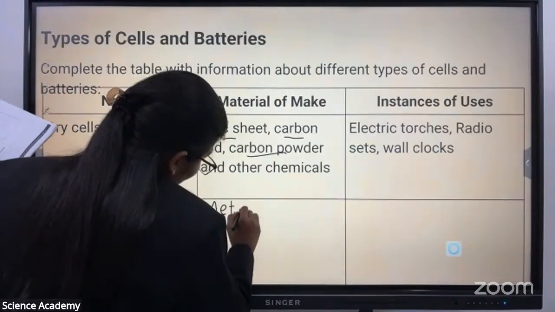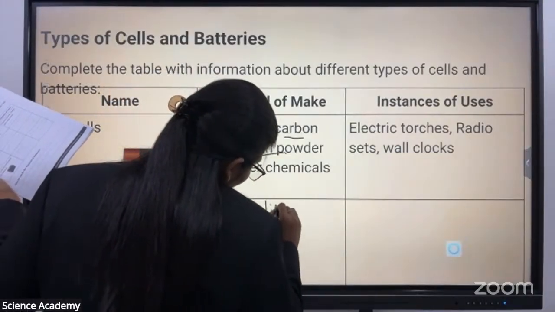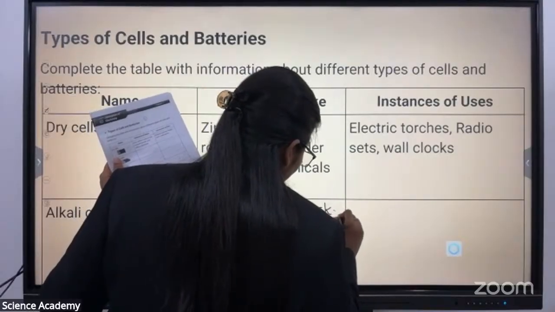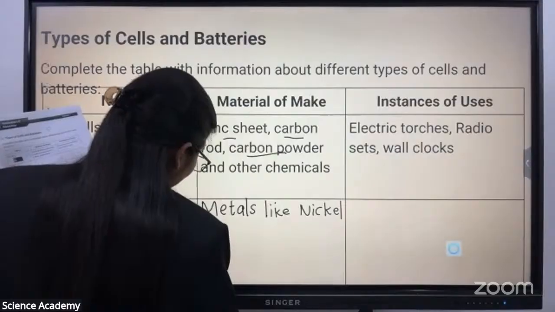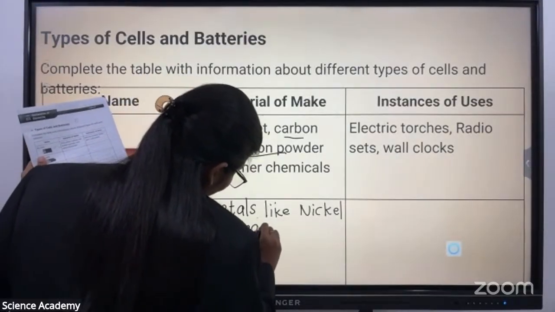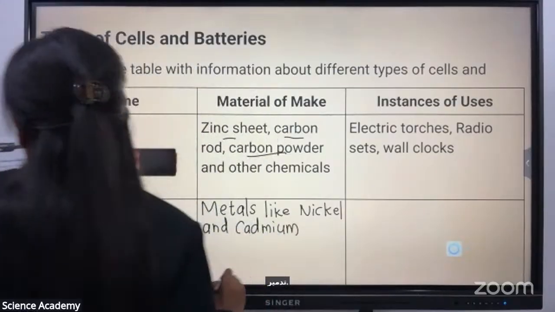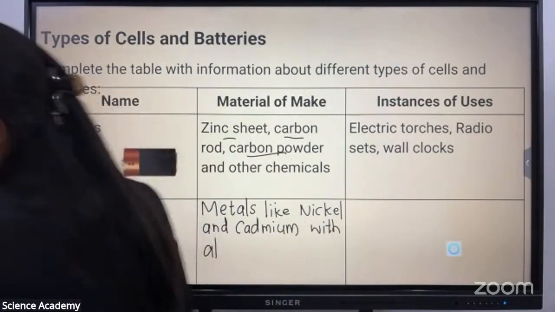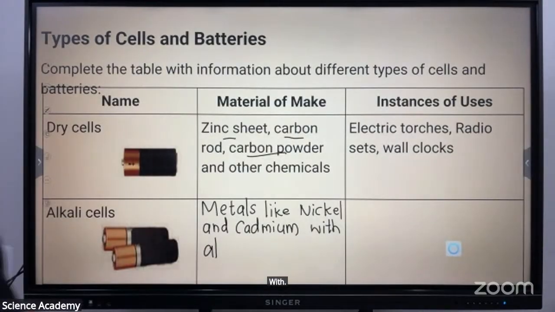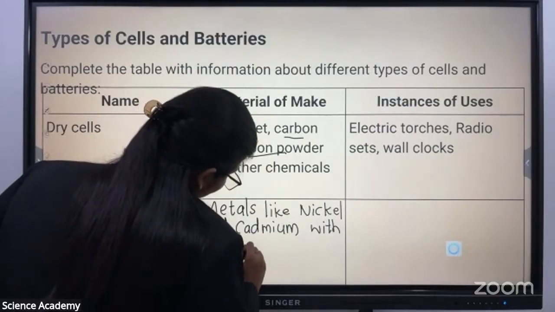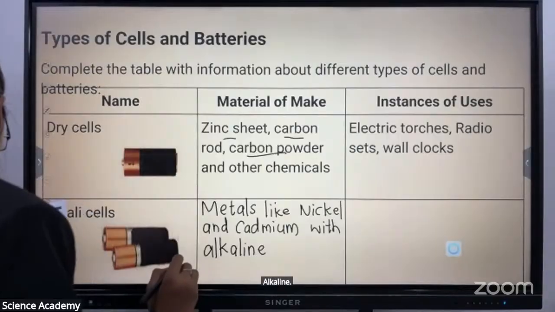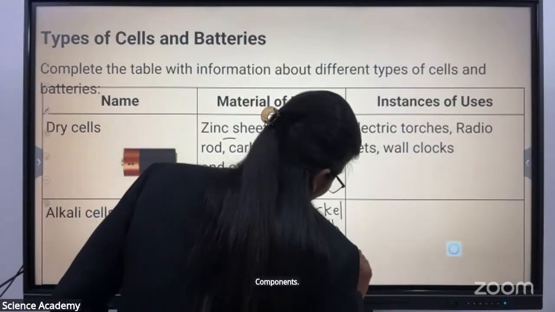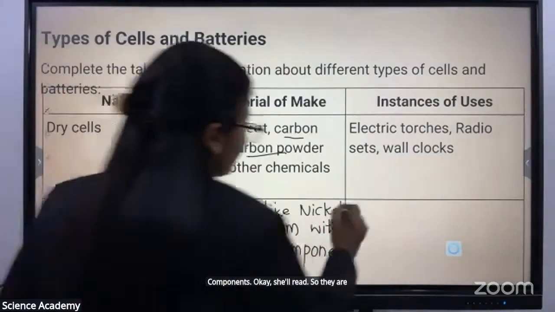Metals like nickel and cadmium with alkaline components. Okay, children. So thereafter, we can write down telephones.